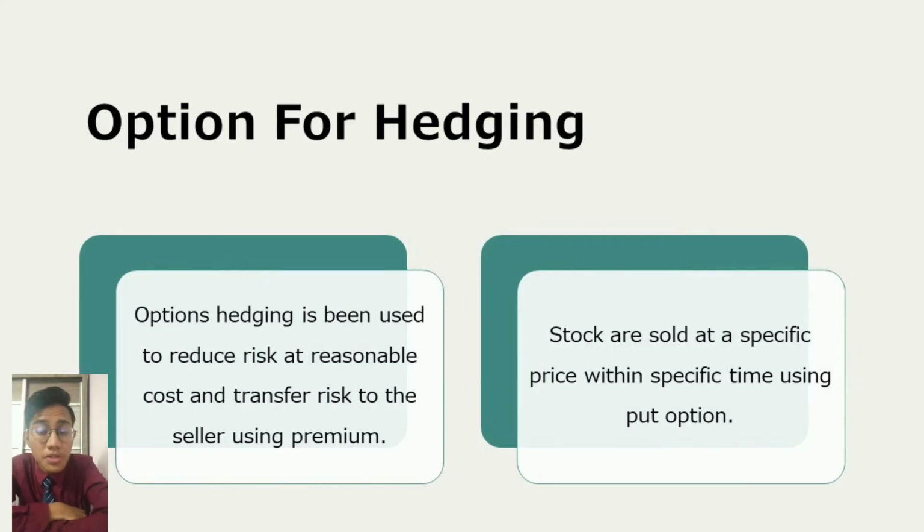Option hedging is used to reduce risk at a reasonable cost and transfer the risk to the sellers using a premium, and the stock is sold at a specific price within a specific time using a put option.